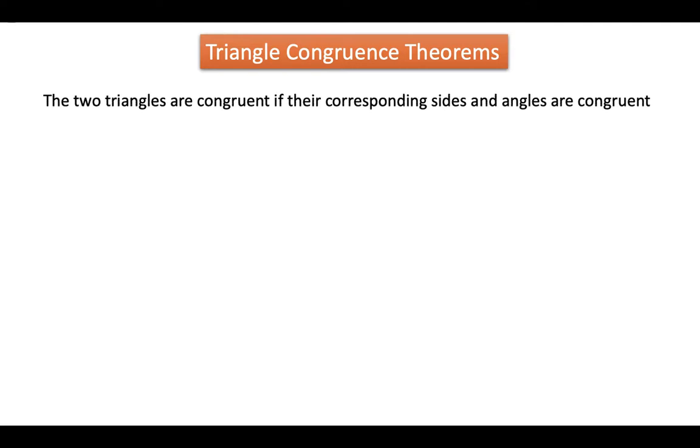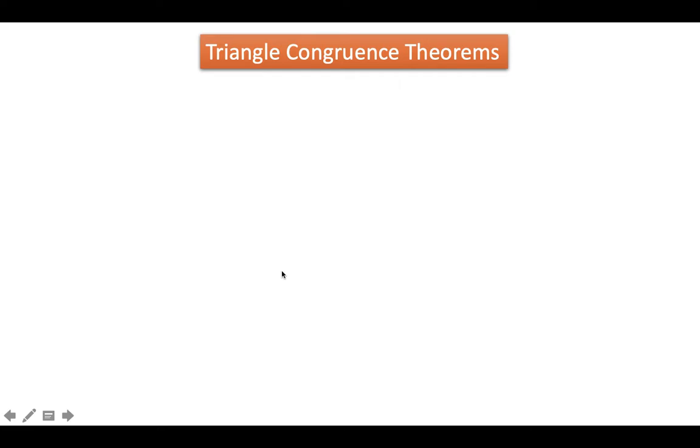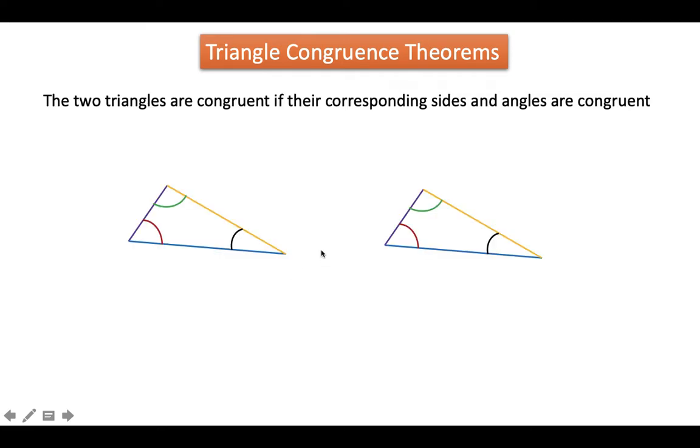Triangle congruence theorems. We know that two triangles are said to be congruent if their corresponding sides are congruent. Similarly, if the corresponding sides and angles of the triangles are congruent, then those two triangles are also congruent. So all six corresponding parts of this triangle must be congruent.